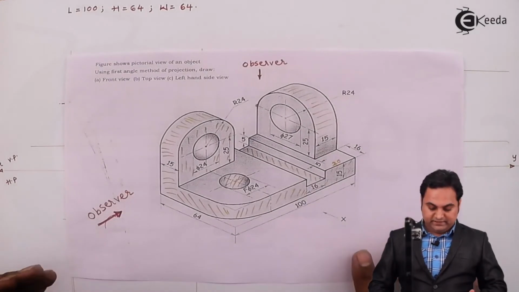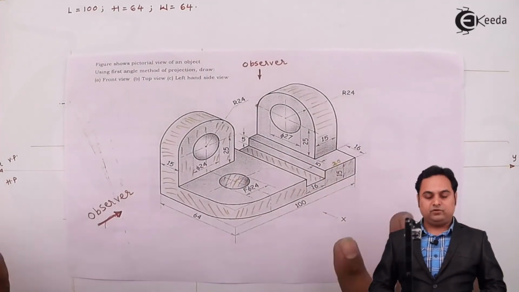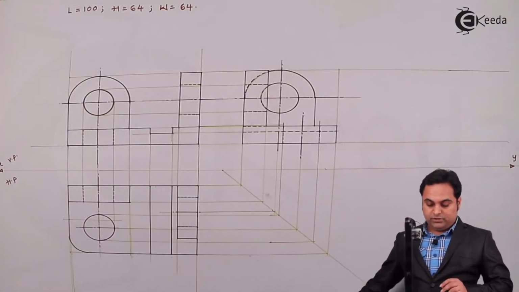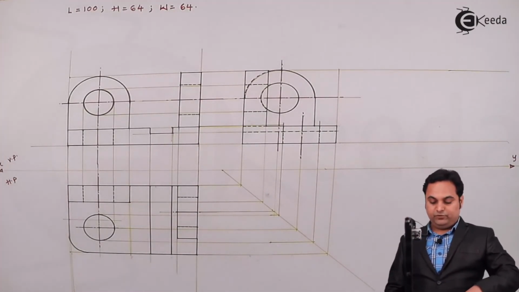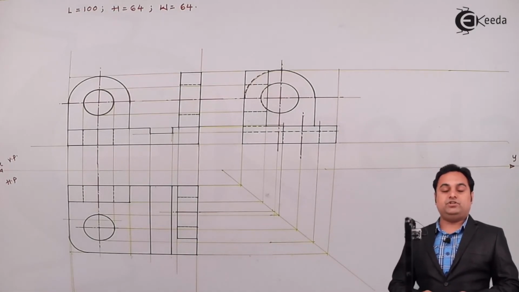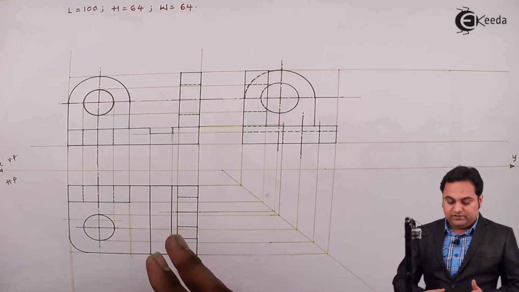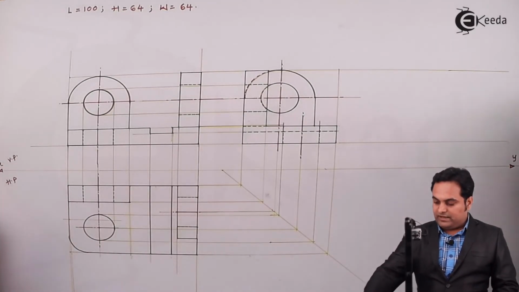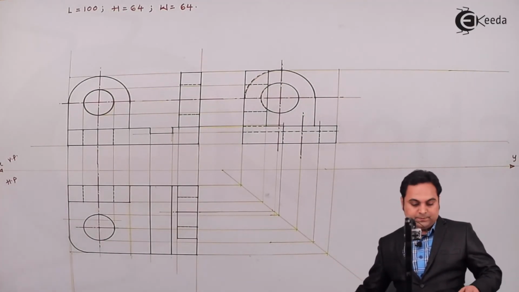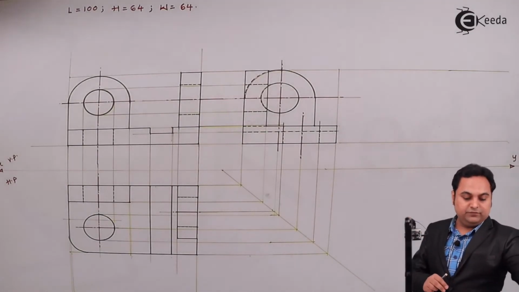So we can say that whatever we have drawn up till now, here the side view gets completed. So we have completed the front view, top view and side view as mentioned in the question. Now I'll give the dimensions to it, and then we can say that the problem is completed. So first I'm giving the dimensions to the object, starting with the front view.